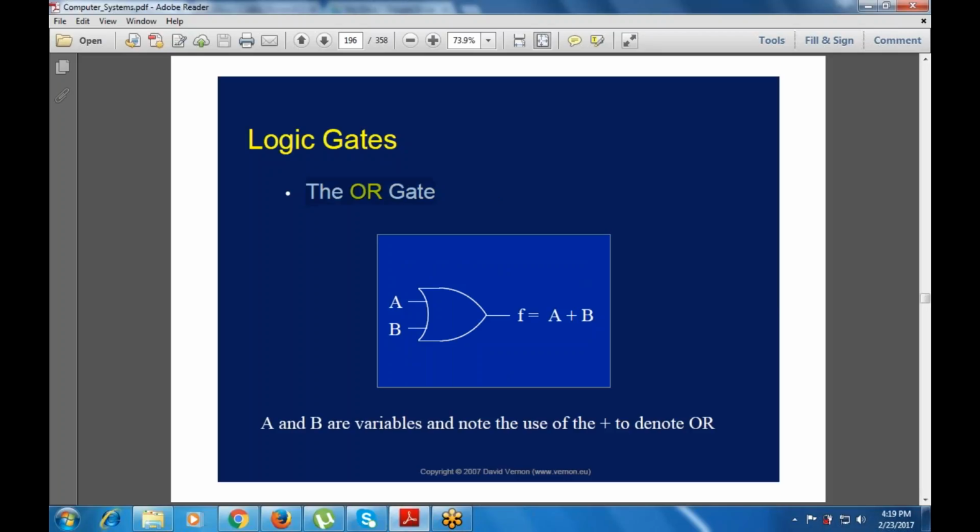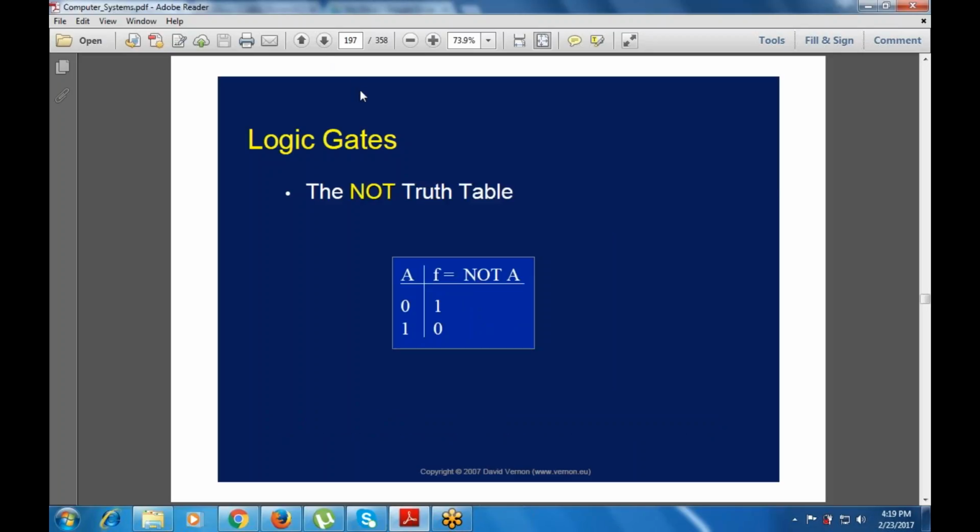The next one is the OR gate. This is the OR gate, with two inputs, A and B. This is the OR representation, that is A plus B. So these are the two variables, and we use the plus sign to denote the OR.